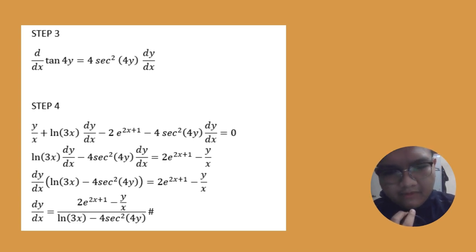After that, we merge together in one bracket for dy/dx. So dy/dx in the bracket, ln 3x minus 4 secant square 4y, equal to 2 exponent 2x plus 1 minus y over x. So the final answer, you need to find dy/dx. So the final answer for dy/dx equals 2 exponent 2x plus 1 minus y over x, over ln 3x minus 4 secant square 4y.